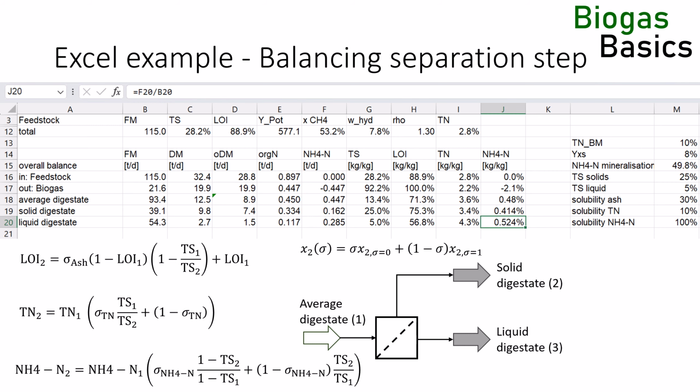We see a slight concentration of total ammonia nitrogen in the liquid digestate. It increases from 4.8 kg per ton in the average to 5.2 kg per ton in the liquid digestate. The organic nitrogen seems to accumulate as well, from 3.6 to 4.3%, but its concentration is dry matter based and the total solids changes from 13.4% to 5%, so organic nitrogen is concentrated in the solid digestate.